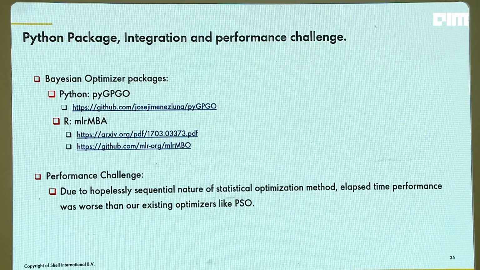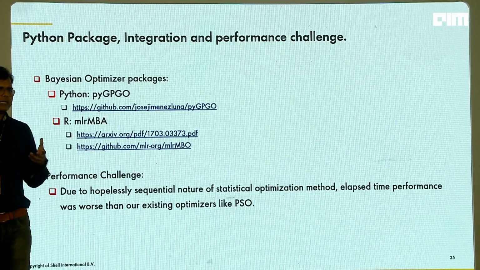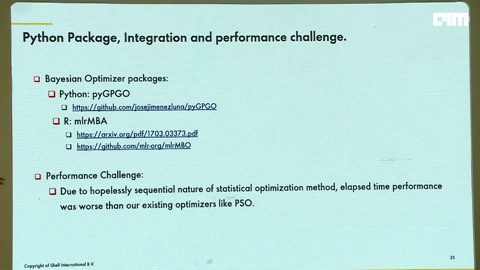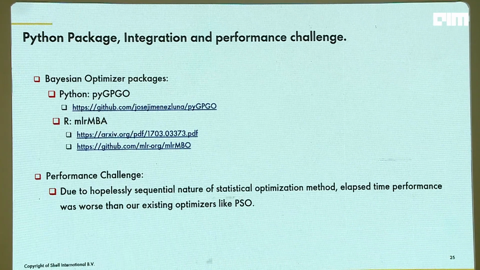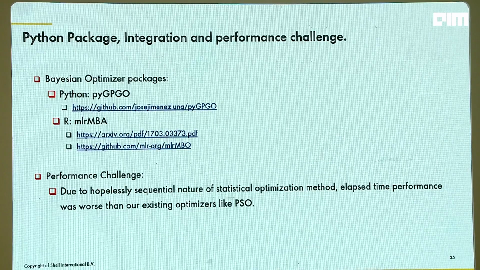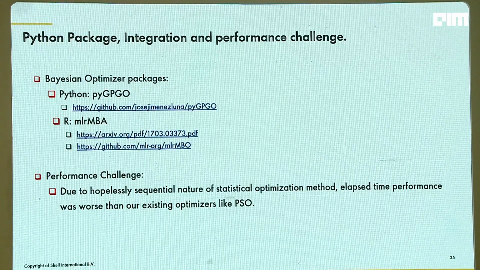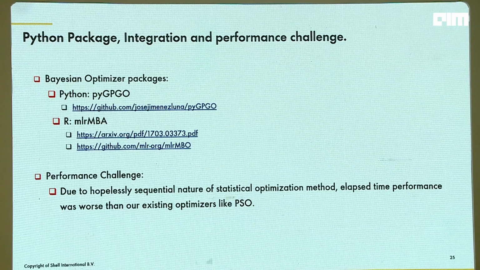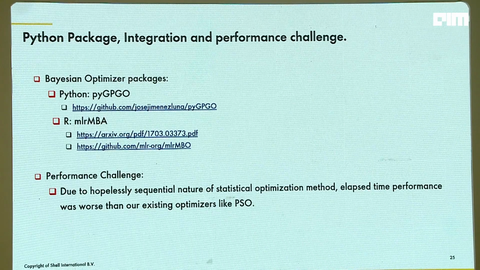Compared to the particle swarm optimizer, which is another statistical global optimizer suitable for functions where gradient computations are not possible, and which is already present in our well location optimization suite, this wasn't really performing to that level from an elapsed time perspective because of its sequential nature. We used the open source library PyGPGO in Python. There is an R package as well, mlrMBO, which you can try if you want to experiment. But because of the homogeneity of the entire solution structure, we chose the Python package.